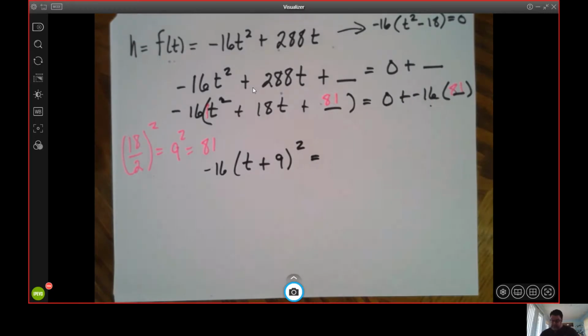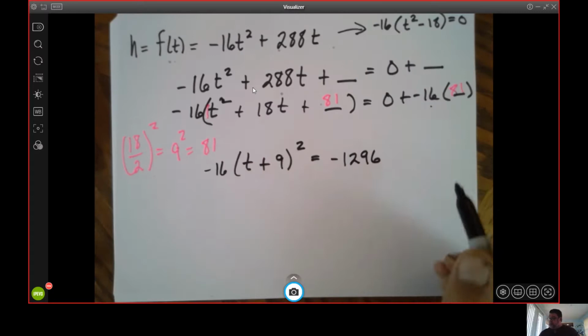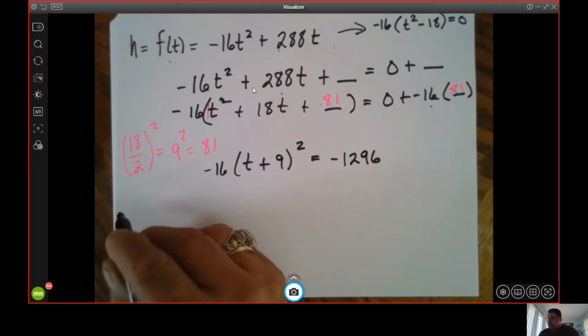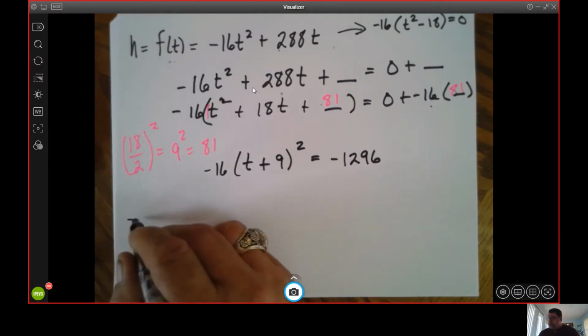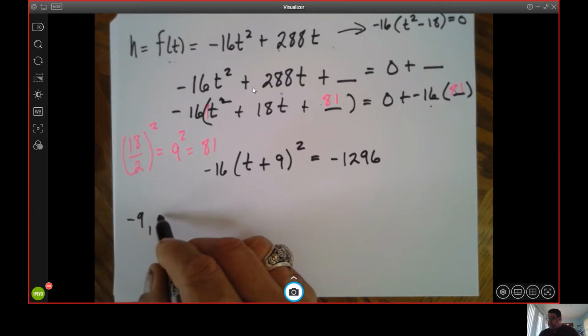So negative 16 times 81 is going to be 1296. And then I'm going to divide. Okay, there's your vertex. Our vertex is negative 9 and positive 1296.